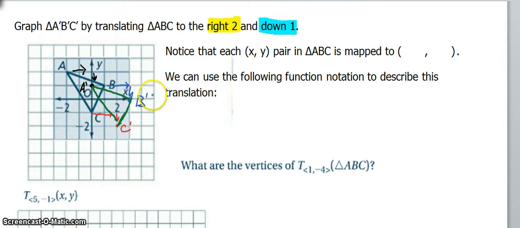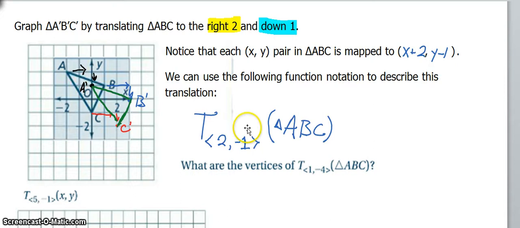So when I map everything, I get the same exact shape, just shifted to the right and down a little bit. So now we can use our function notation to describe this, because we can talk about this as saying ABC is mapped to whatever the X was. Because we went 2 to the right, my X gets added by 2, and my Y, because it's going down 1, gets subtracted by 1.